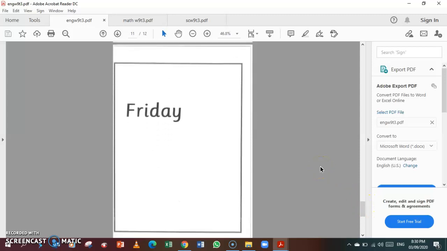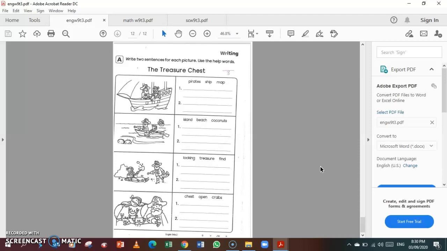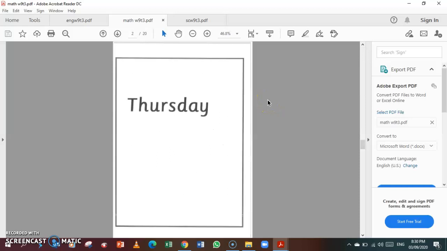Here we go. So, for today's English, all you have to do is write 2 sentences for each picture. Use the help words. Remember, a sentence starts with a capital letter and it always ends with a full stop or an exclamation mark. Okay, if it is a question, you'll add a question mark. So remember to use the words you see there. Once you're done, we move on to today's maths.